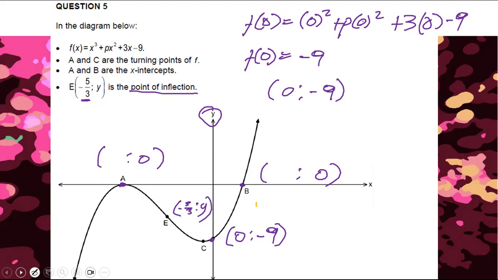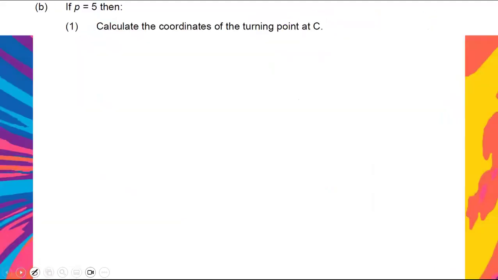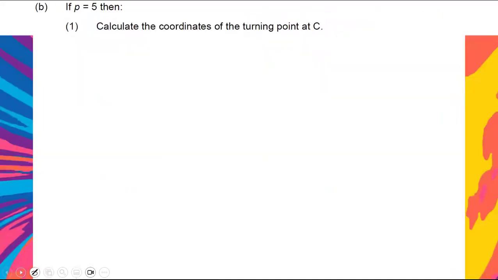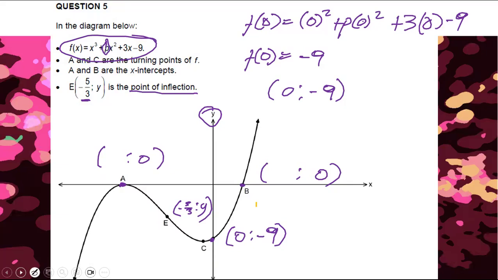So to get our y value, we need to use the original equation and substitute that negative 5 over 3. But we can't get the y value because in the original equation, we have that monster there, which is p. Okay, let me see what the question says. The question wants us to calculate the coordinates of the turning point. Okay, there's a question that is missing here because this one is B. I need to include A.